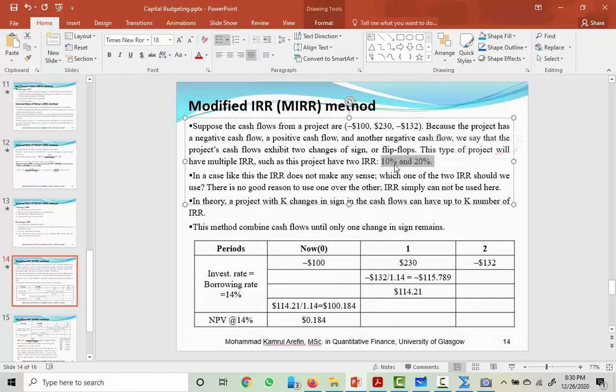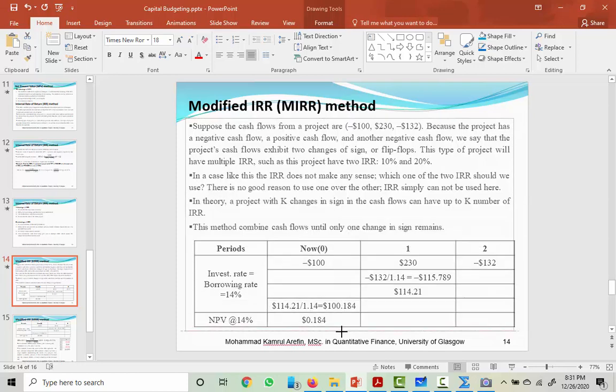So which IRR should we consider? As you know already, IRR means the maximum possible return we can get from a project. Here we have two IRR. It looks like we may get 10% maximum return from the project. Again, when we look at this one, it looks like we may get maximum 20% return from the project. So there is some inconsistency. Which one should we consider as the maximum return? We cannot consider one over the other. So in such a case, IRR will be just meaningless and does not make any sense. IRR cannot be used in this case.